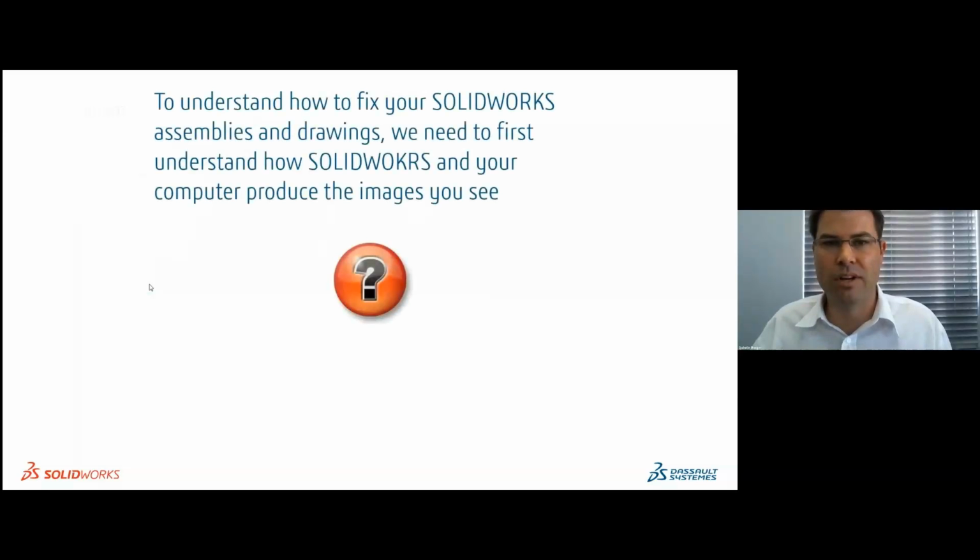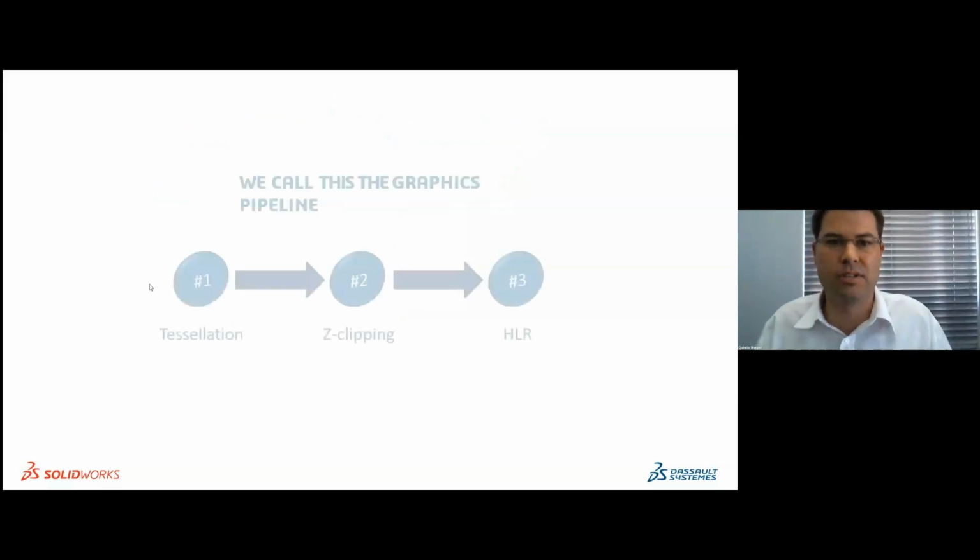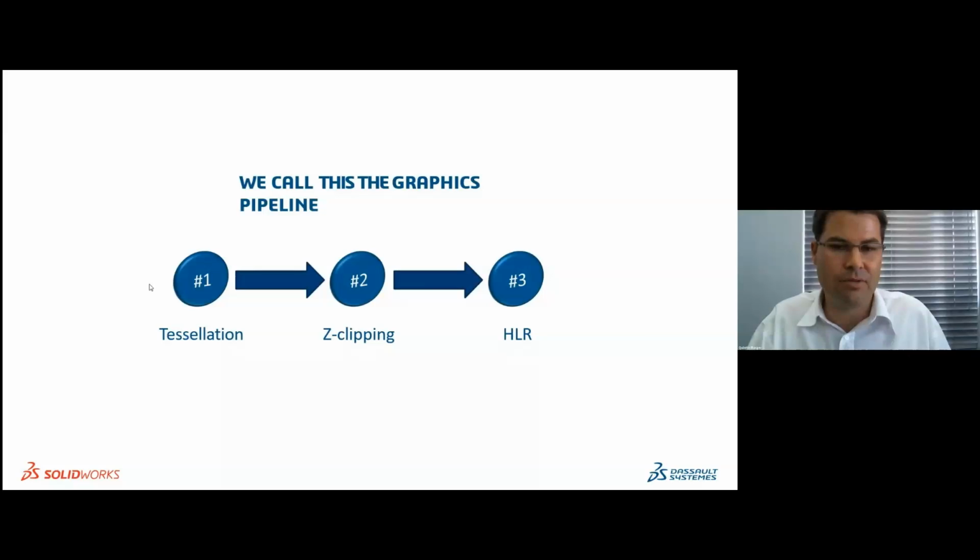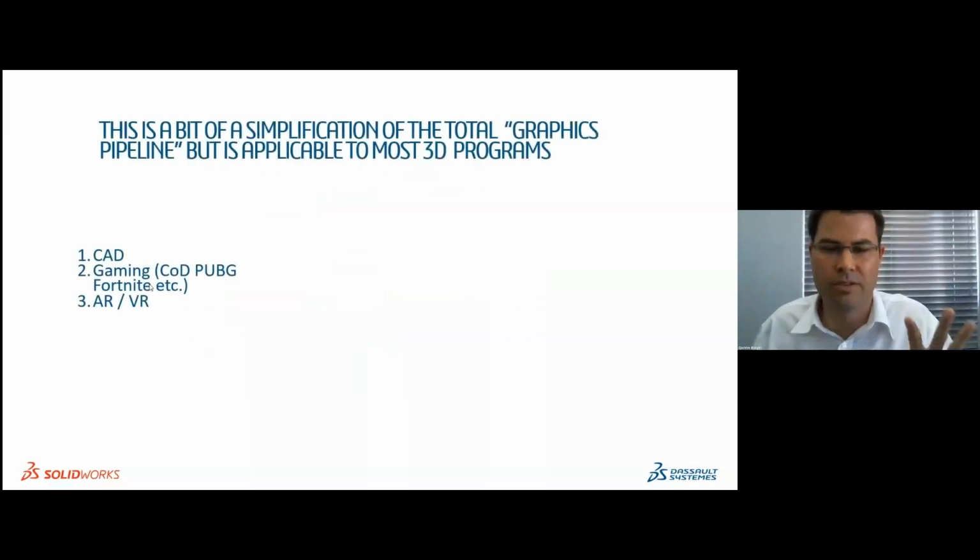To understand how to fix your SolidWorks assemblies and drawings, we first need to understand how your computer actually produces these images. There are actually three very interesting steps that SolidWorks goes through in order to show you the model that you see. You've got a tessellation step, a Z clipping step, and an HLR step. I'm going to go into a little bit of detail now, showing you what this actually means.